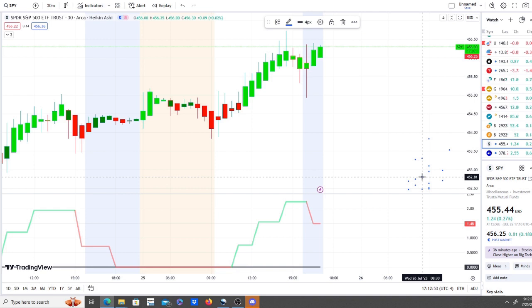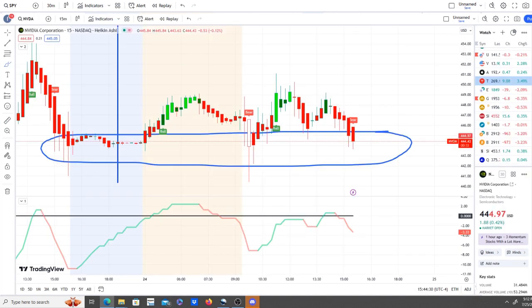Now, when it comes to the NVIDIA one, you could see it popping up there on the screen. I shared the chart yesterday, and I also circled an area, as you see it there in the chart, how it kept on bouncing off that support and trying to hold above 444. And then I put a line across when that notification came in.